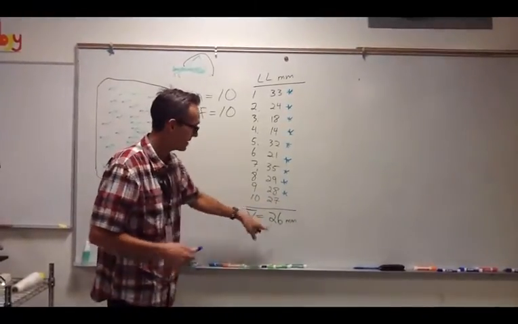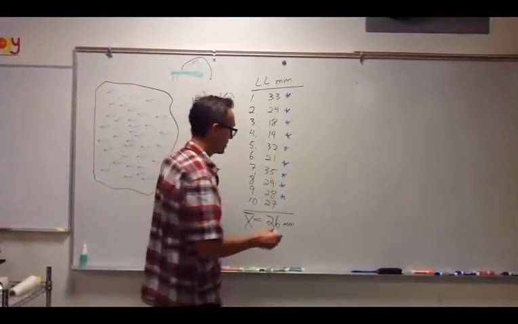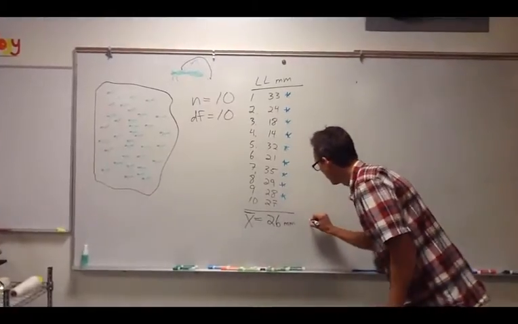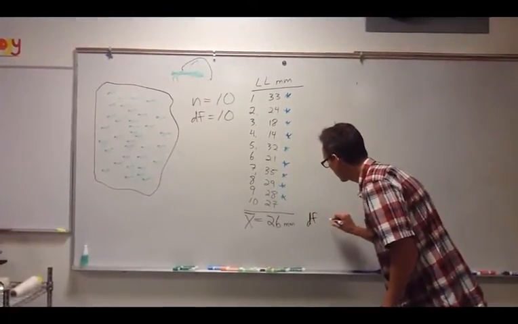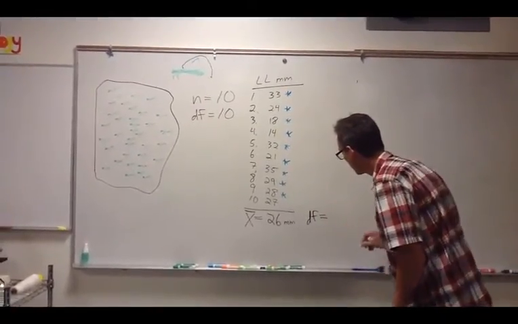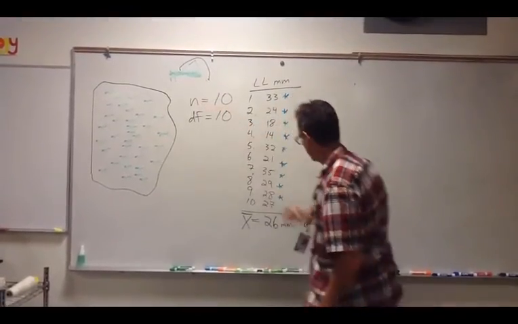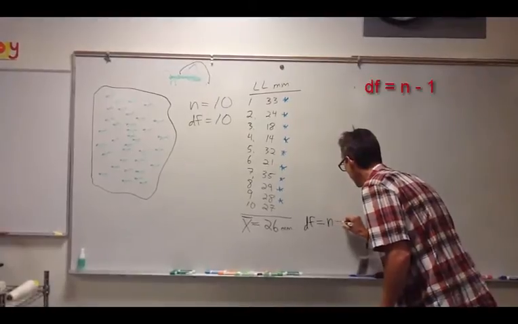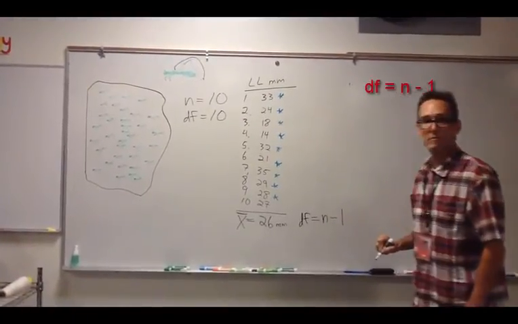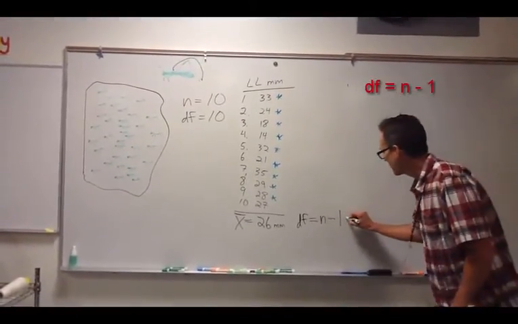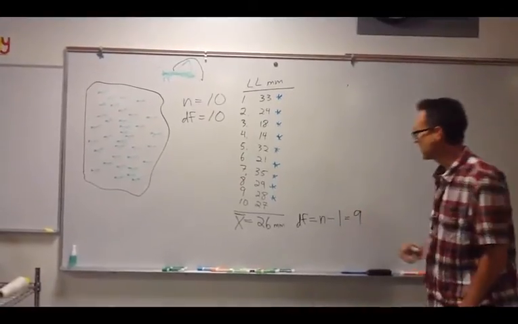So once I calculate a mean, the degrees of freedom for this set of data equals my sample size, n, minus 1, which in this case equals 9.